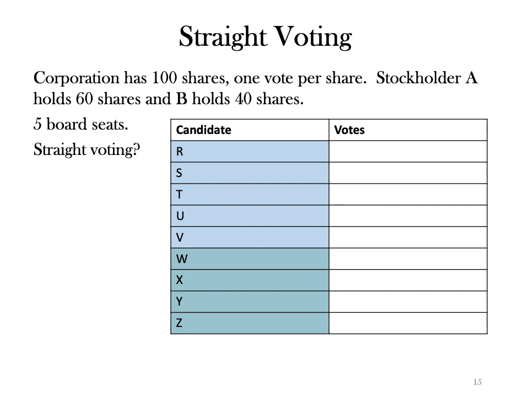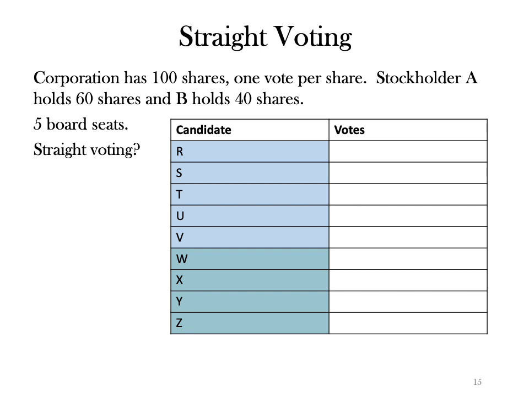So here, let's go through an example of a stockholder director election with straight voting. Imagine the corporation has 100 shares. Each share gets one vote. There are two stockholders, A and B. A holds 60 shares, B holds 40 shares, and there are 5 board seats. Stockholder A wishes the candidates in blue here, R to V, to be elected. Stockholder B wishes candidates W to Z.